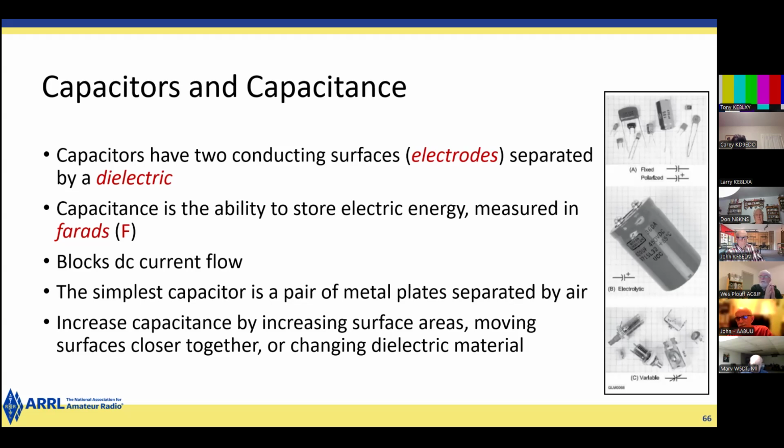So the dielectric material makes a difference, and there are several chemicals and solid compounds that have a higher dielectric coefficient than air. For the same area and spacing of electrodes, you get a capacitance that's proportional to the dielectric constant of the material between them.